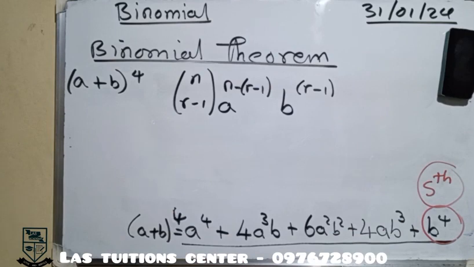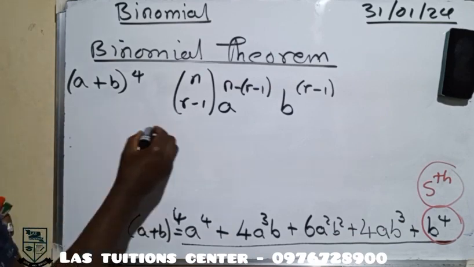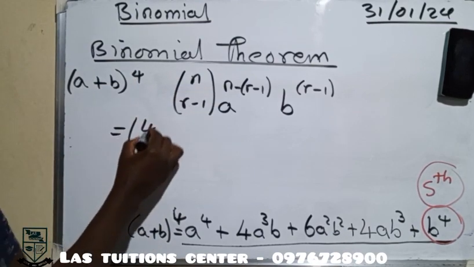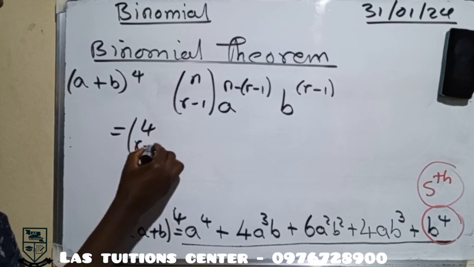So this is going to be equal to, so the n is this number here, which is a 4. Then we have r minus 1.